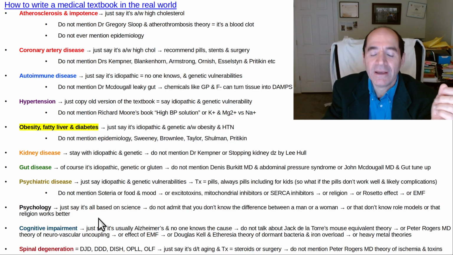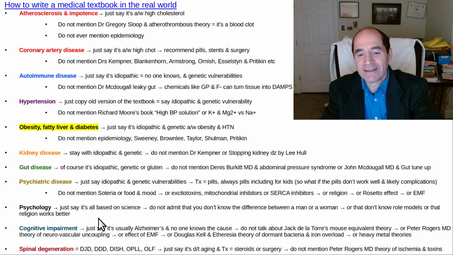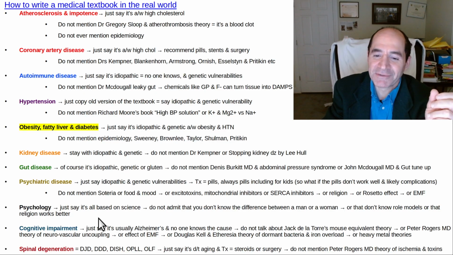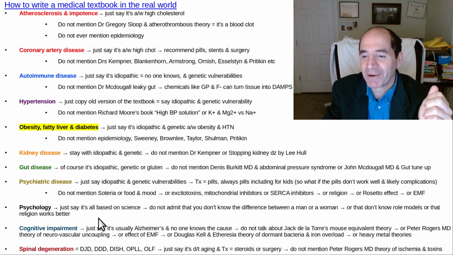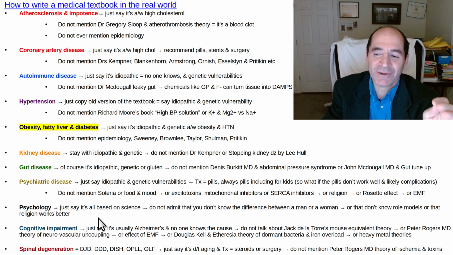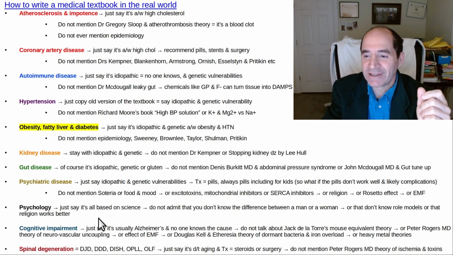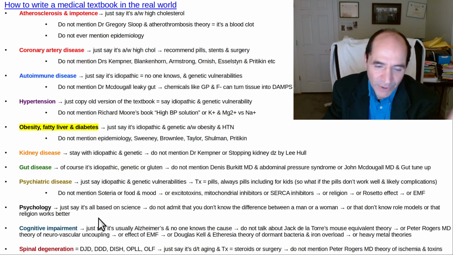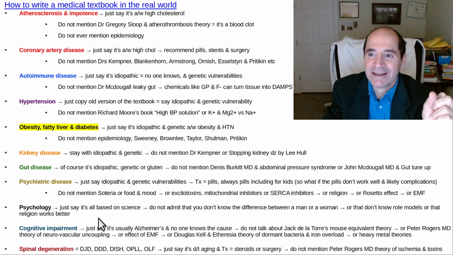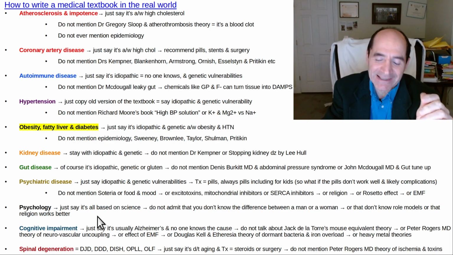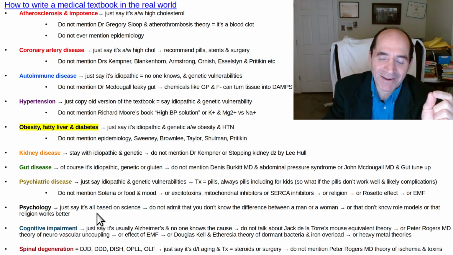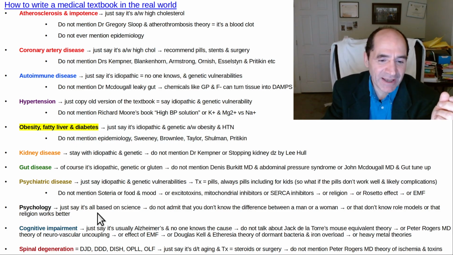In psychology, just tell them it's all based on science. Don't admit you don't know the difference between a man and a woman when you talk about relationships. Don't admit that you don't know anything about role models or standards of excellence. Don't admit that religion works better. Just tell them what you're doing is based on science. Everybody thinks science is God right now. Don't tell them that science just means advertising, okay?